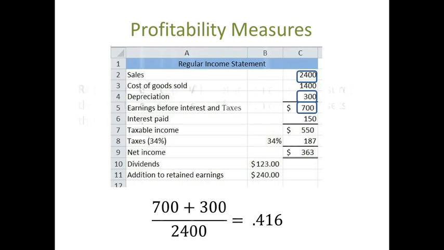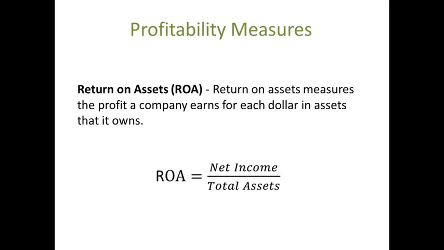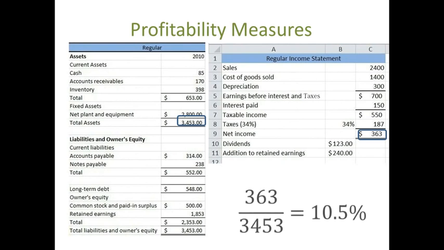Return on assets. Return on assets measures the profit a company earns for each dollar in assets that it owns. It is most commonly calculated as net income divided by total assets. In our example, we have $363,000 in net income, and our total assets are $3.454 million, which gives us a return on assets of 10.51%.